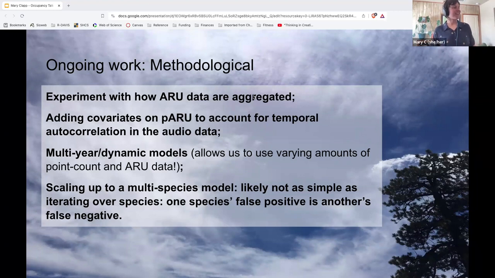And then finally, scaling up to a multi-species model is a pretty gargantuan task. It's been tackled really well by some other researchers. A community model from Cornell's group just came out this month, which is a must read for this topic. It's likely not quite as simple as simply iterating these models over all the species in the community because of correlations between false positives of one species and false negatives of another. So if there are chronic misclassifications of one species to another, one species will be overcounted and one will be undercounted. And so exploring those sort of misclassification connections is really important work to move those community models forward.